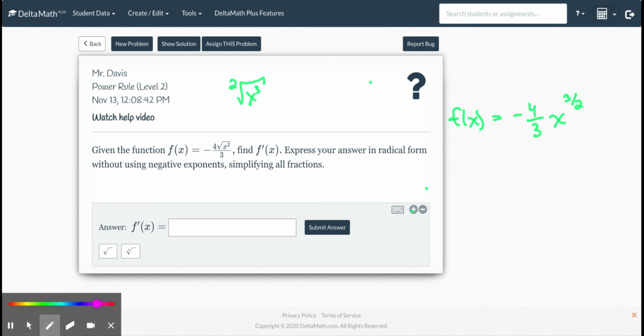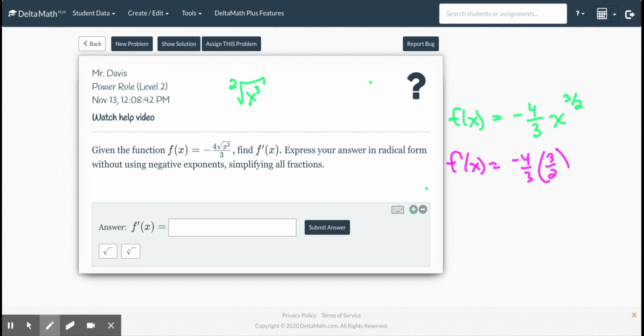So now we've got it in that form, we can go ahead and find the derivative, f prime of x. We're going to do negative 4/3 times 3/2, because we bring the power down in front, multiply it, times x to the 3/2 minus 1, so I'll just say 2/2. That's the same thing as 1. So this becomes negative 12/6 x to the 3/2 minus 2/2 would be 1/2. Right. Well, negative 12/6 is actually just negative 2.